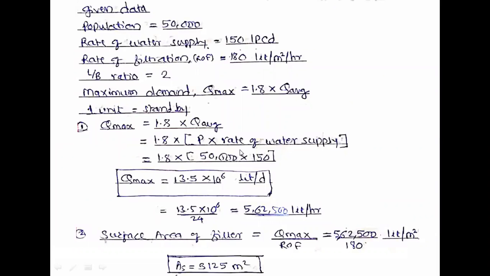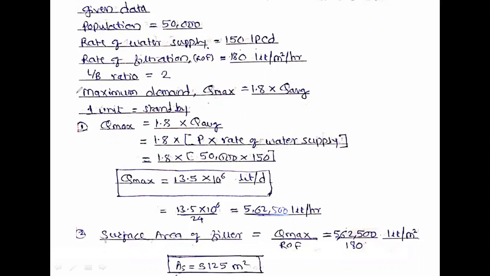Okay, now let us solve this problem here. Before solving the problem, let us write down the given things. Given data: population is given, it is 50,000. The rate of water supply is 150 LPCD, liter per capita per day. Rate of filtration, ROF, is 180 liter per hour per meter square. L by B ratio is equal to 2. Maximum demand Qmax is equal to 1.8.